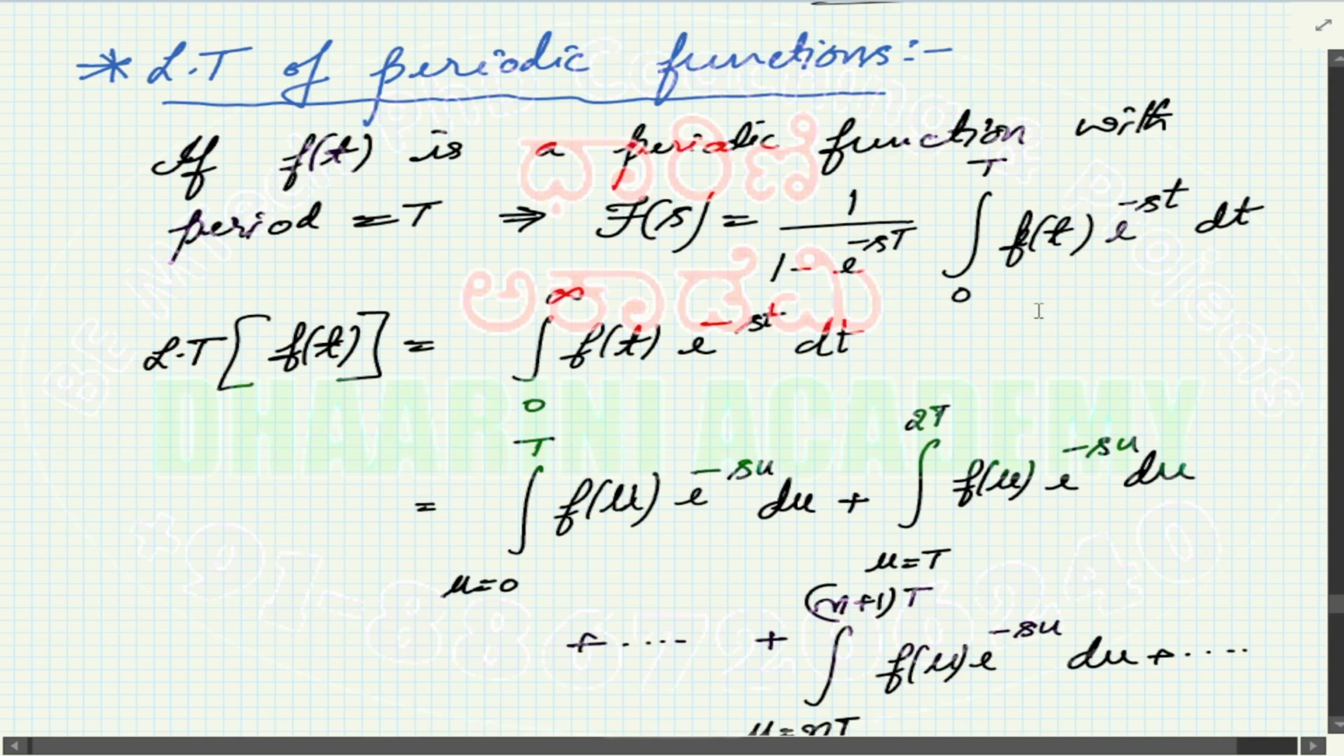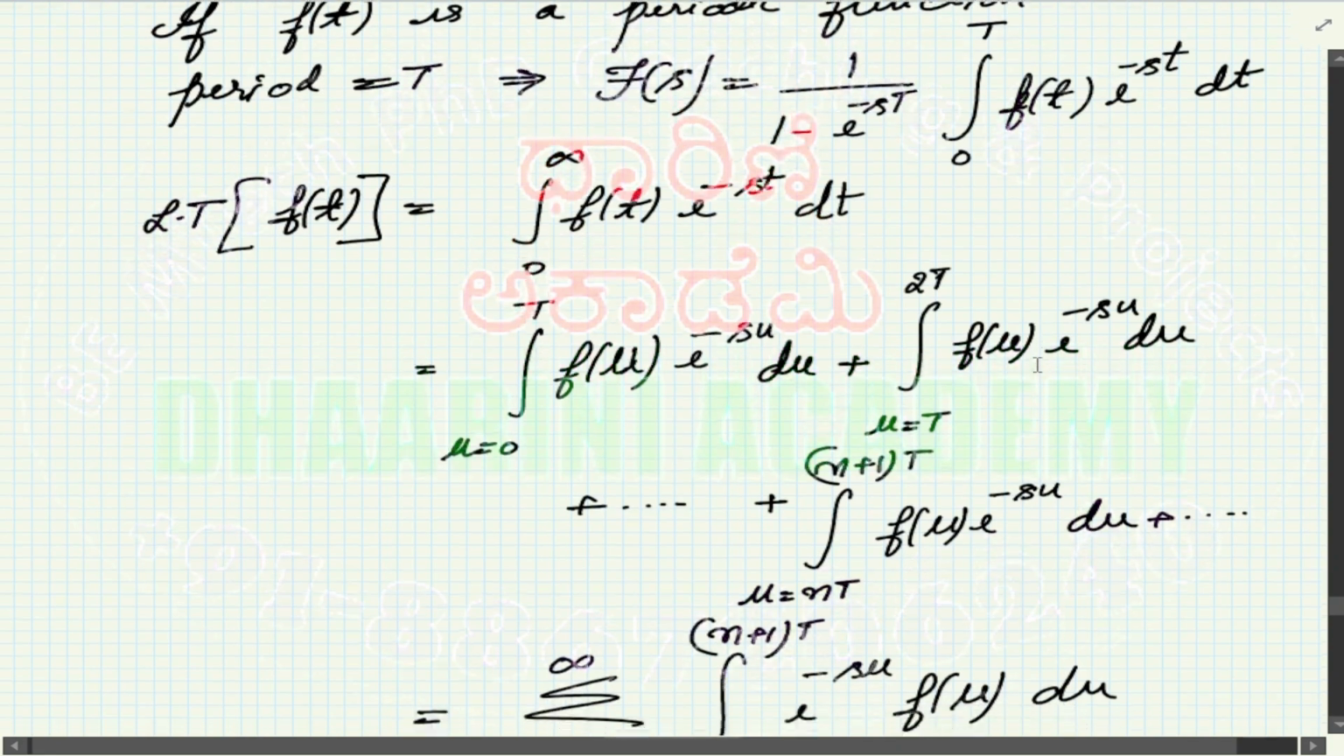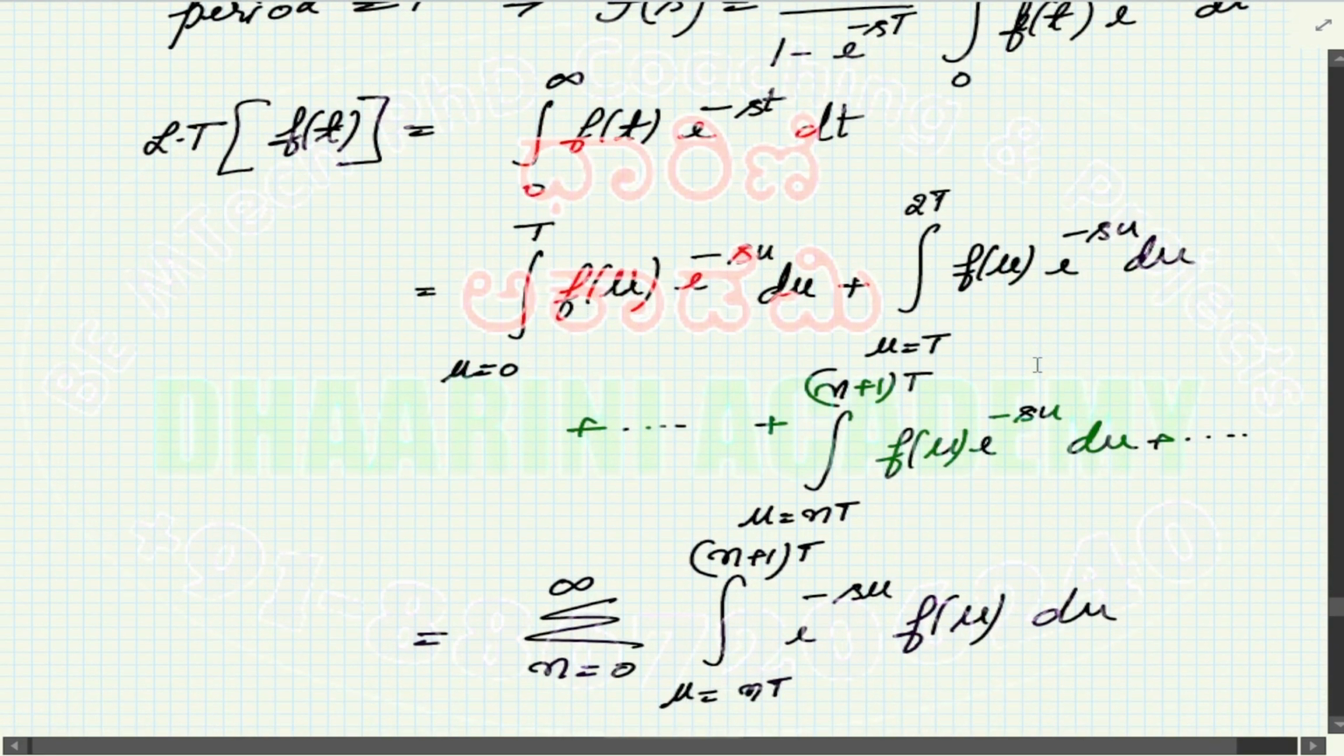The integration changes now, not 0 to infinity but 0 to T, because it's periodic. There is no meaning in finding 0 to infinity. Just find one period, 0 to T. Then the terms remain the same: f of t e to the minus st dt. You can see that here I have shown the proof, right?